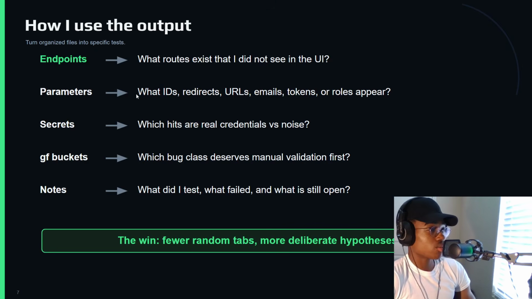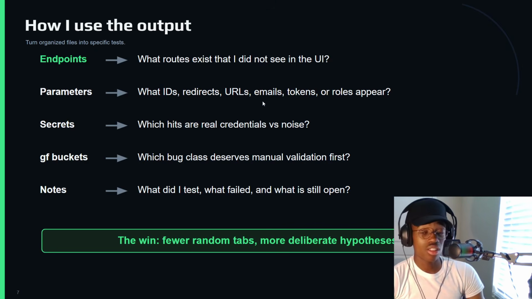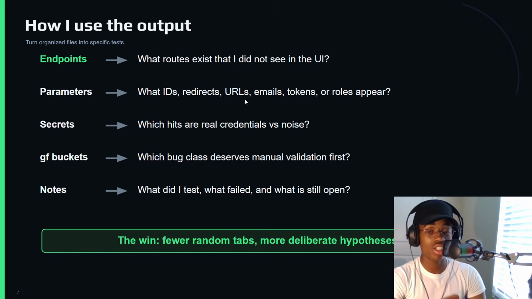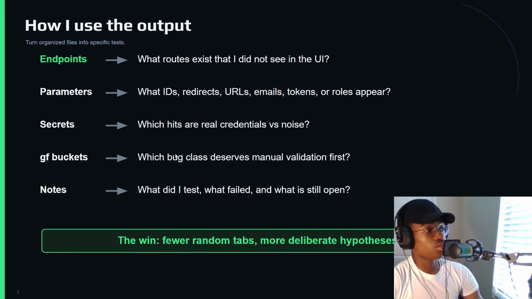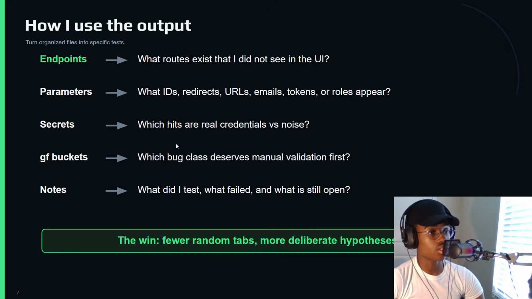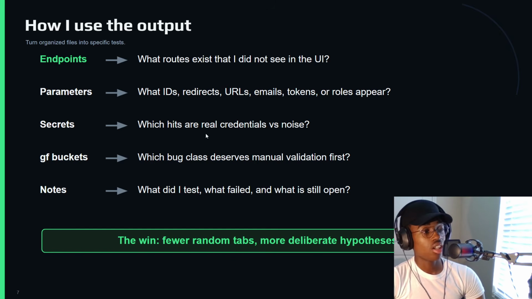So endpoints, what routes exist that I did not see in the UI. This is really big. Make another live video about this because I'm currently going through this right now. And then parameters, what IDs, redirects, URLs, emails, tokens, or roles appear. Secrets, which hits are real credentials versus noise. There's a lot of noise in that stuff, so you gotta be meticulous. You kind of want to move fast.